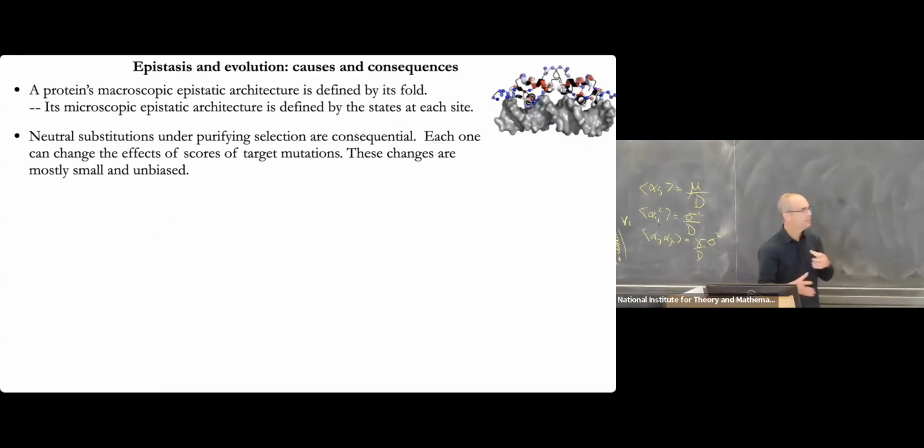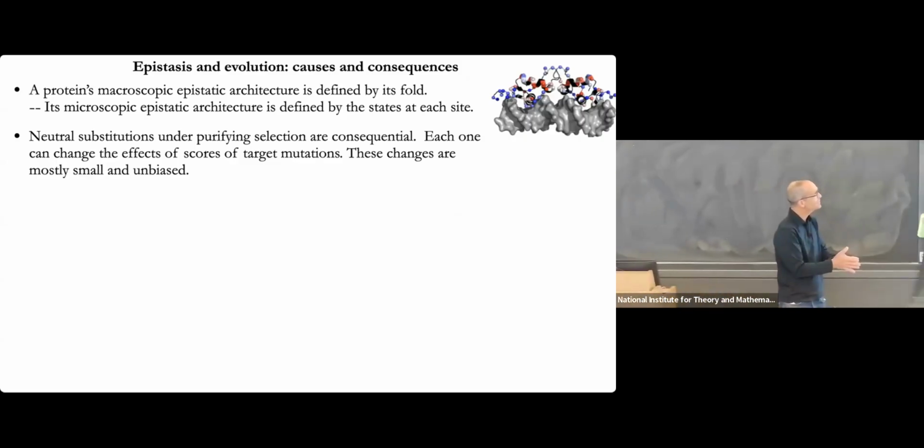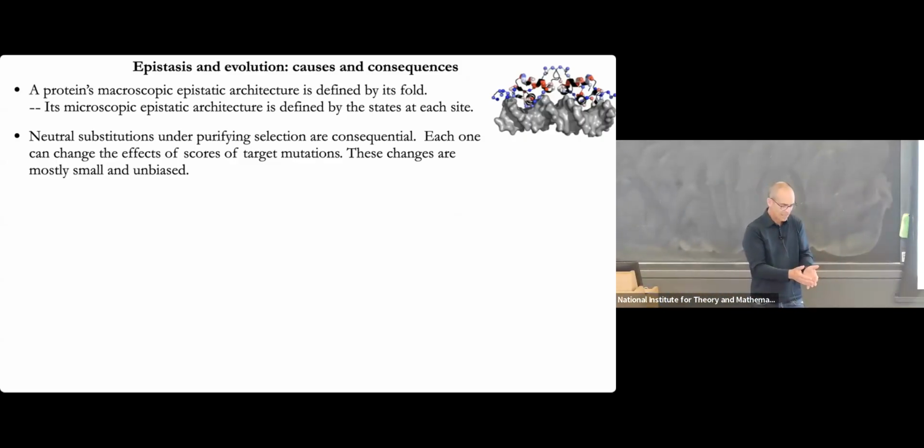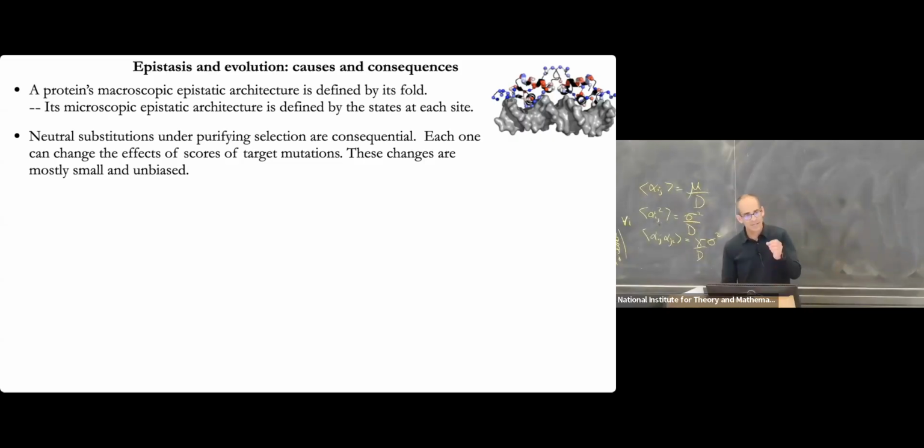Here's what I'll say. A protein's macroscopic epistatic architecture is defined by its fold. How much stuff is buried, how many residues are in contact with other residues. Over time, purifying selection maintains that fold, and the macroscopic description of epistasis doesn't change. But its microscopic architecture, exactly which mutation is coupled to which other mutation, and the value of that interaction is defined by the particular states that are at each site, and a substitution at a third site can change the value of an interaction between 2 amino acids.